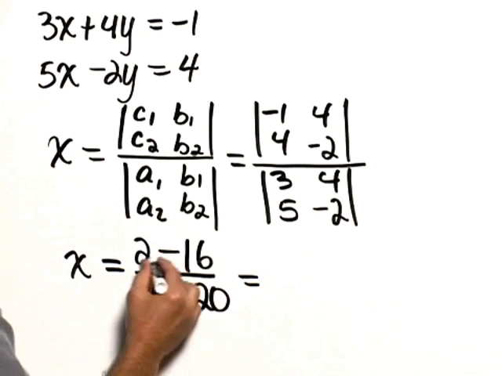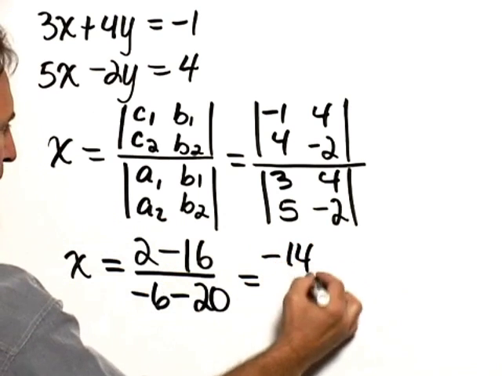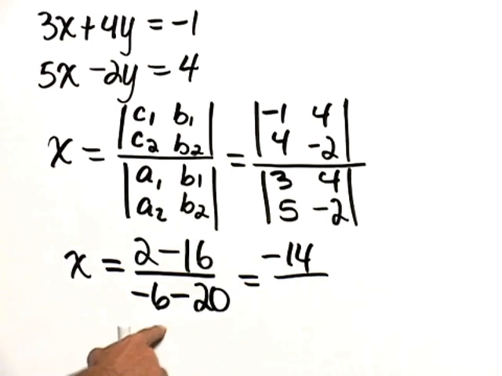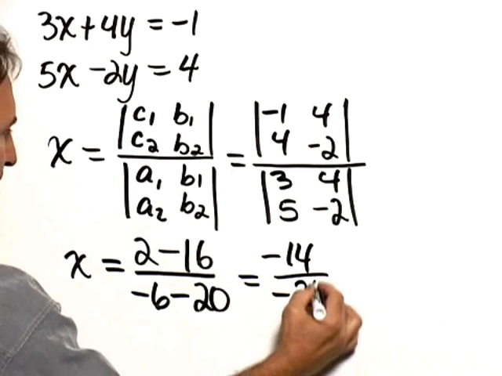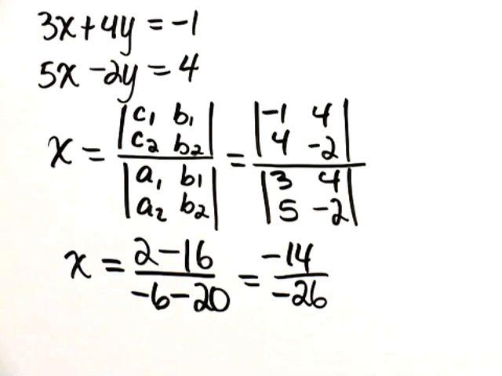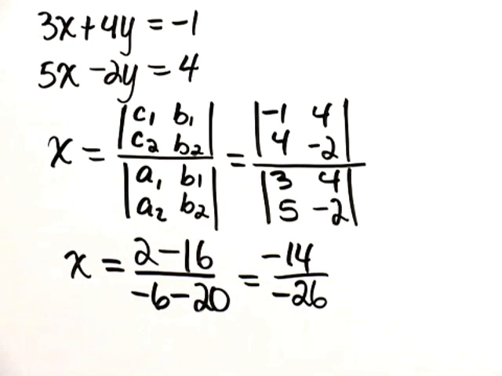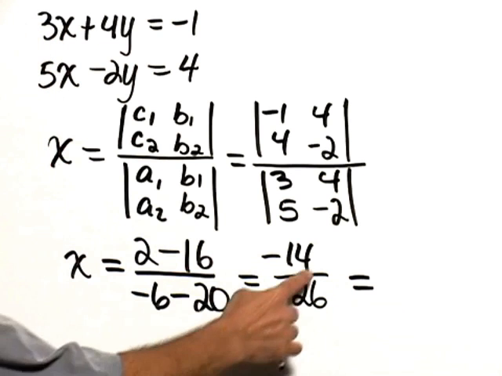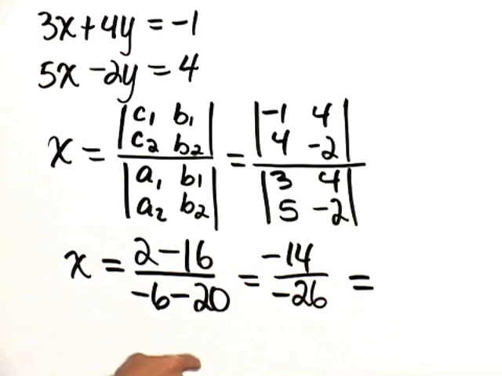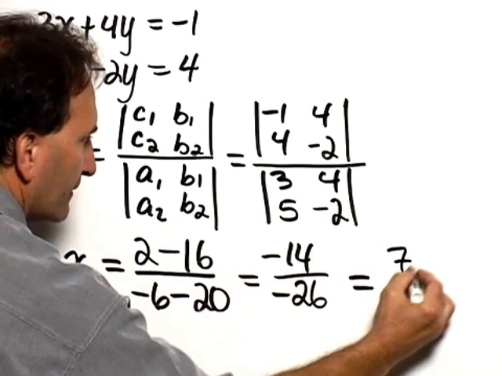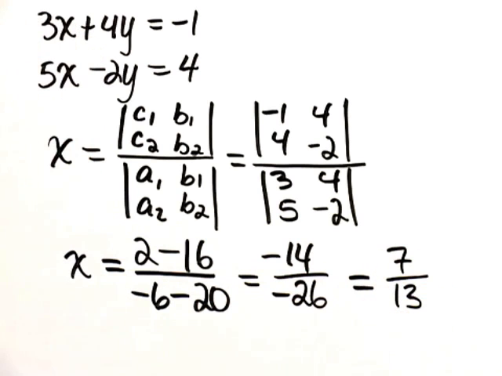Simplifying the numerator, 2 minus 16 is negative 14. The denominator, negative 6 minus 20, is negative 26. When we're dividing two terms with like signs, the answer is positive. But we can also remove a factor of 2, the equivalent of 2 over 2, leaving us with 7 in the numerator, 13 in the denominator, so the value of x is 7/13.